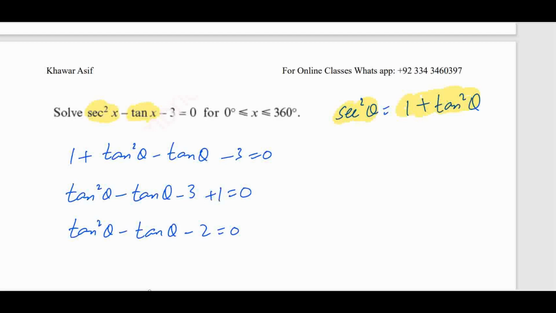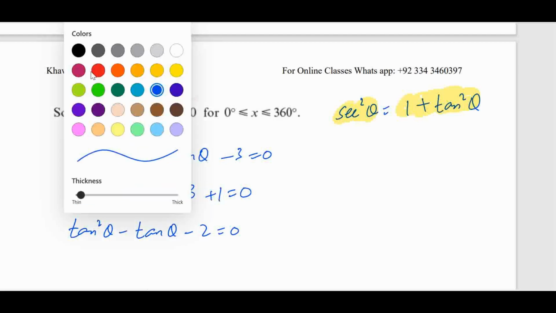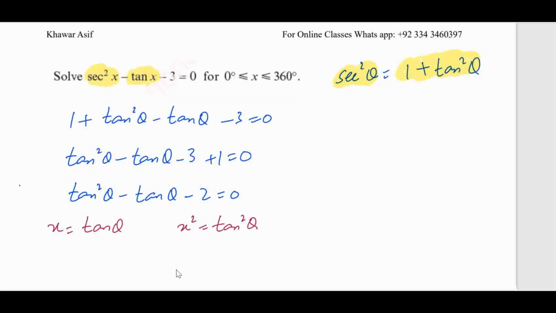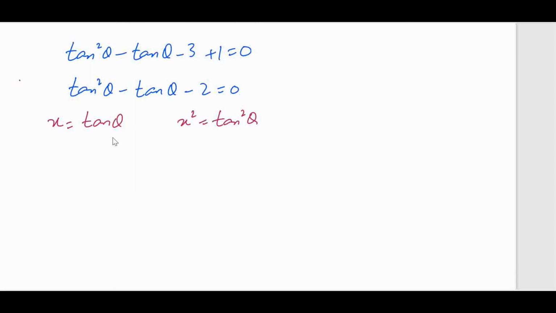Now this is a quadratic equation. We can let x equal tan theta, and x squared will be equal to tan squared theta. If we simplify it further, the equation will become x squared minus x minus 2 equals 0.